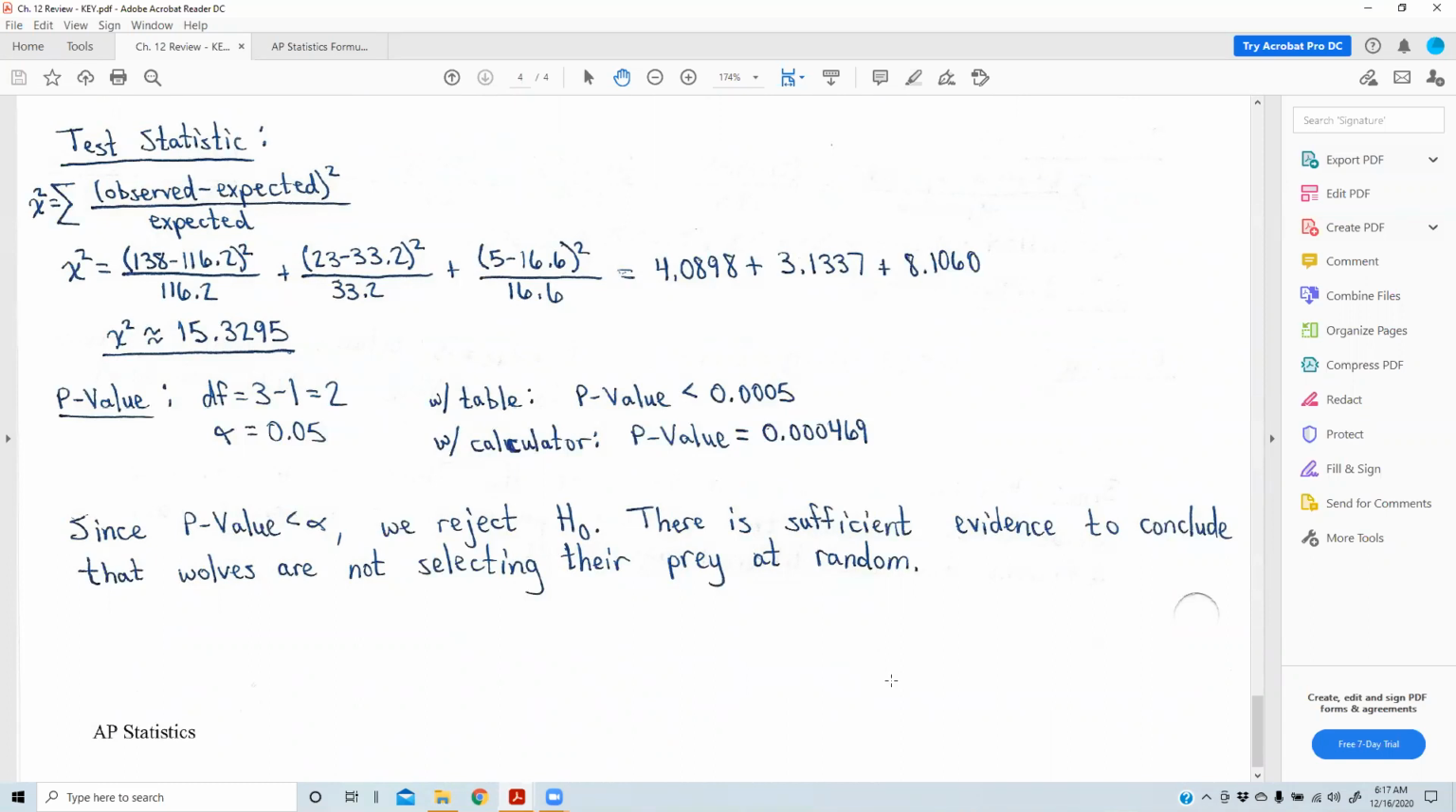For our conclusion, since the p-value is less than alpha, remember our alpha was 0.05, we reject the null hypothesis. So there is sufficient evidence to conclude that the wolves are not selecting their prey at random. We don't know how they're selecting, we just know it's not random.